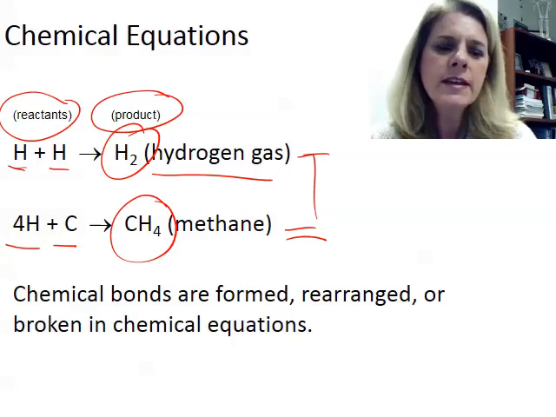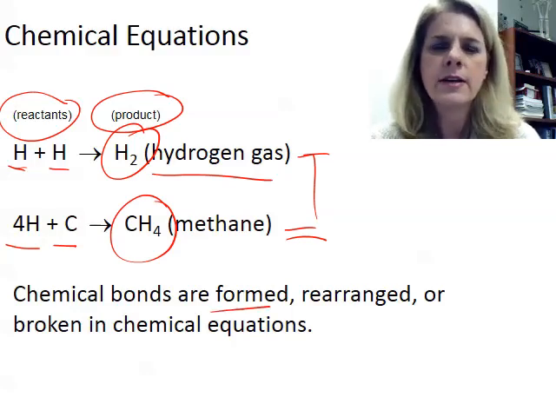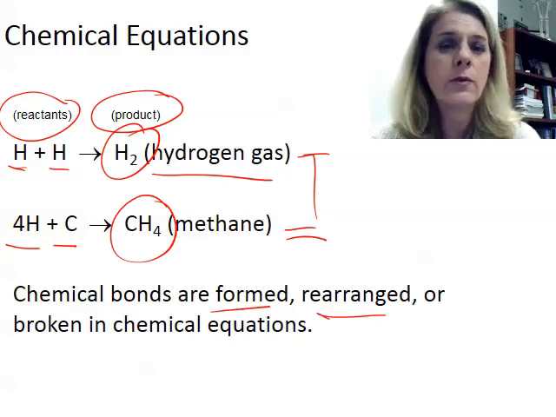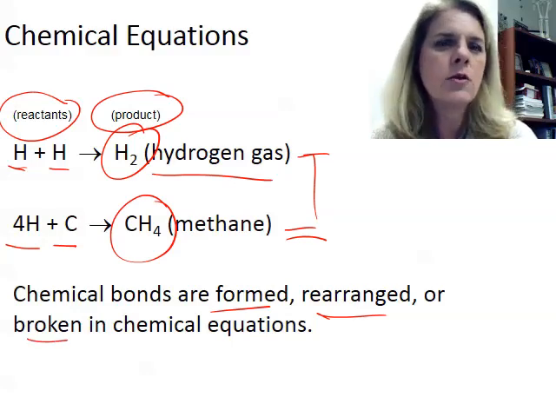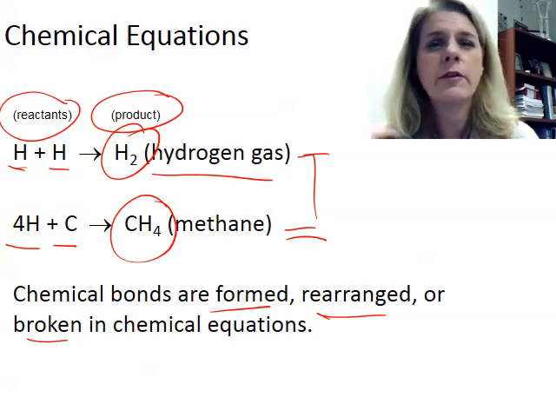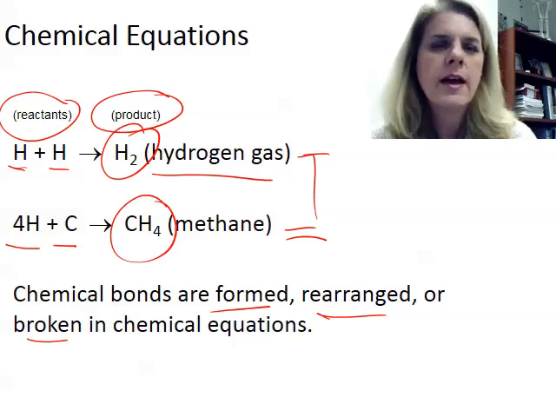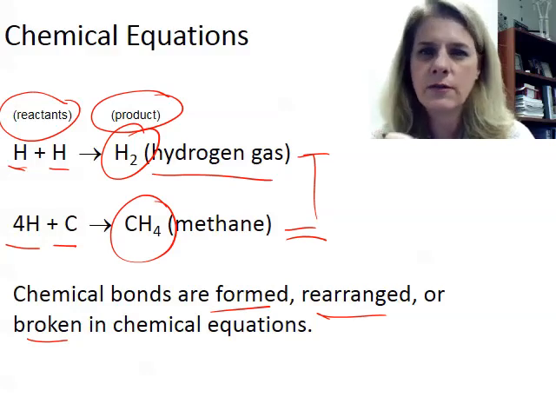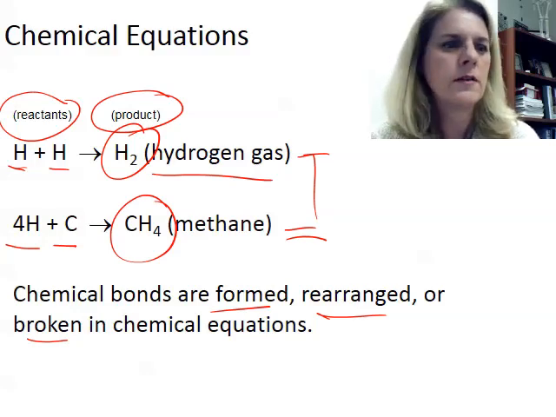When you put things together, you form bonds. And in some chemical reactions, you may rearrange bonds. You may even break bonds. So any kind of chemical reaction can make stuff, rearrange stuff, or break stuff. And those are all examples of chemical equations. I'm going to give you several specific examples as we move through this.